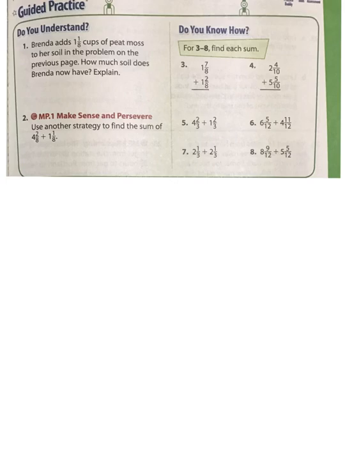Let's do the guided practice together. If Brenda adds 1 1/8 cups of peat moss to her soil in the problem on the previous page, we want to find out how much soil does Brenda have now. Well, she ended up in the last part with 4 2/8. I'm going to use it before we changed it because now we're going to be adding onto it 1 1/8.